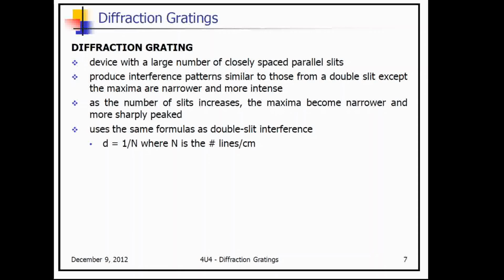Please copy this down for a diffraction grating. Most importantly, d equals 1 over N, where N is the number of lines per centimeter. On your formula sheet, for diffraction gratings, I think there's a comment saying to use the double slit interference equations. That is true, except you have to find your d value, which is 1 over N.